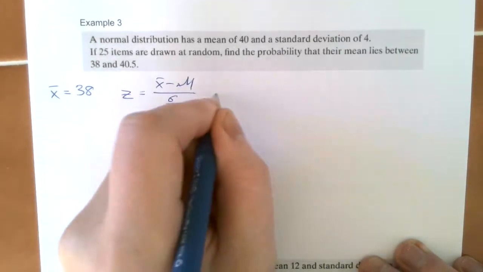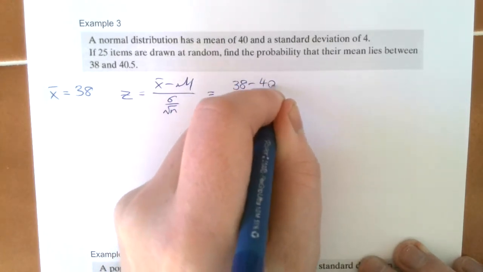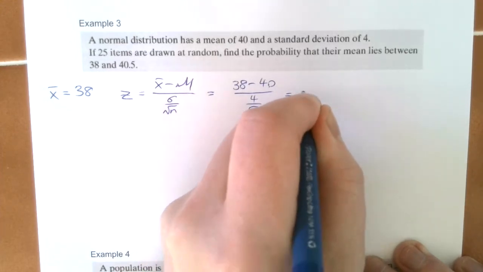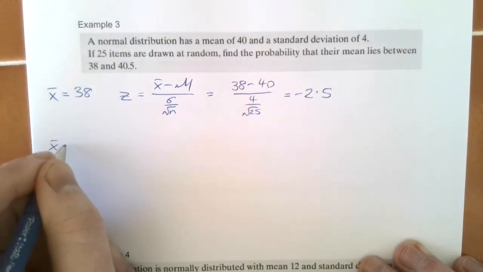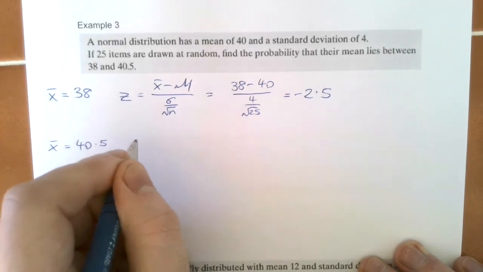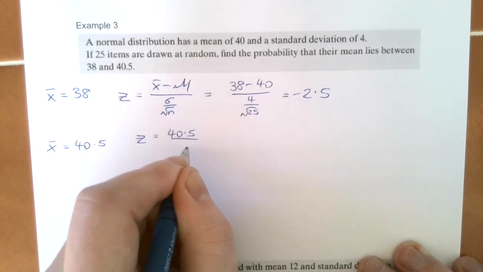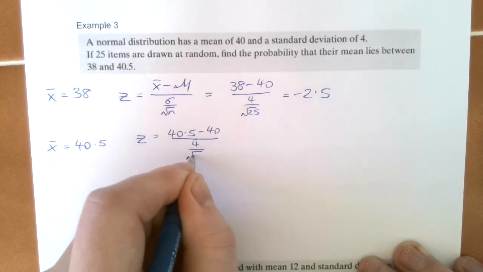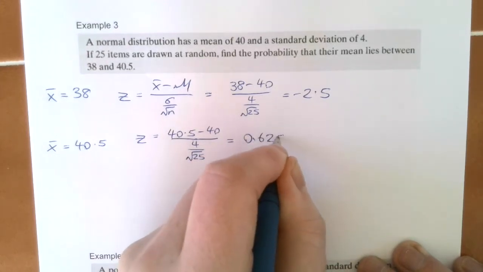We fill all of the values into the formula. So it's going to be equal to 38 minus 40 all over 4 divided by the square root of 25. The first answer is equal to minus 2.5. We're going to do the exact same thing one more time, this time for x equal to 40.5. Fill the values into the formula: 40.5 minus 40 all over 4 divided by the square root of 25. Get our answer for that part in the calculator, which is 0.625.